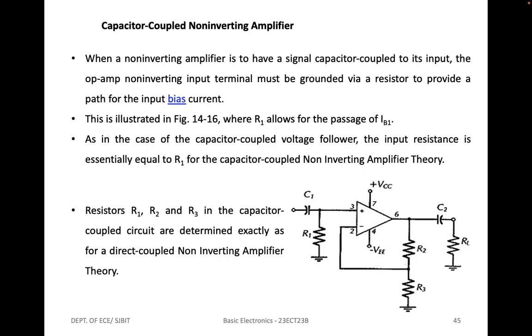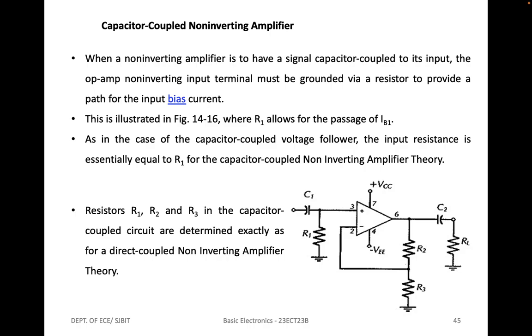Coming to the capacitor coupled non-inverting amplifier. When a non-inverting amplifier is to have a signal capacitor coupled to its input, the op-amp non-inverting input terminal must be grounded via a resistor to provide a path for the input bias current. This is shown in the figure where R1 allows for the passage of IB1 as in the case of the capacitor coupled voltage follower. The input resistance is essentially equal to R1 for the capacitor coupled non-inverting amplifier.